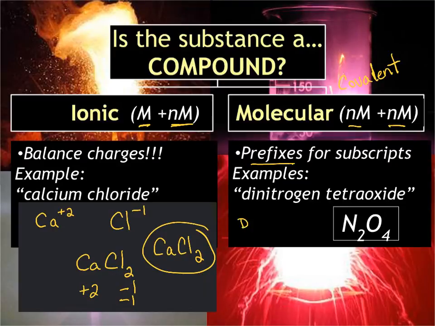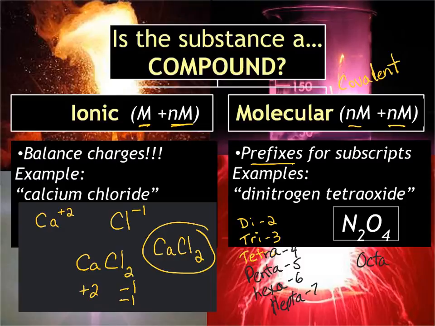Remember, di is 2, tri is 3, tetra is 4, penta is 5, hexa is 6, hepta is 7, octa is 8, nona is 9, and deca is 10 for the prefixes. And you're going to use those prefixes to name the compounds.